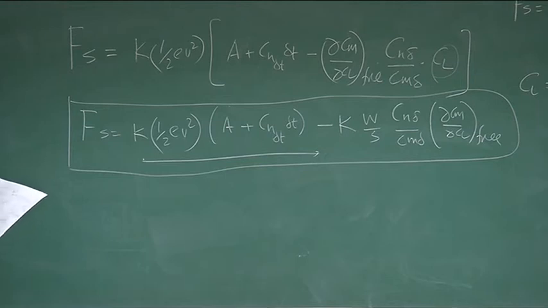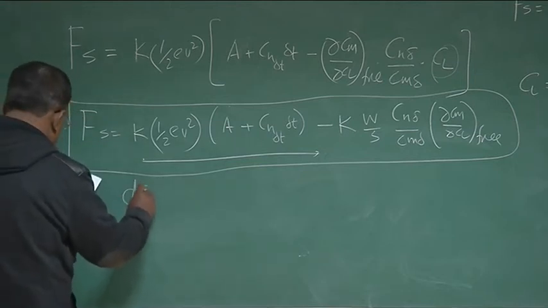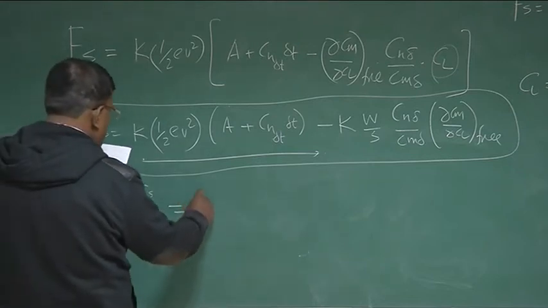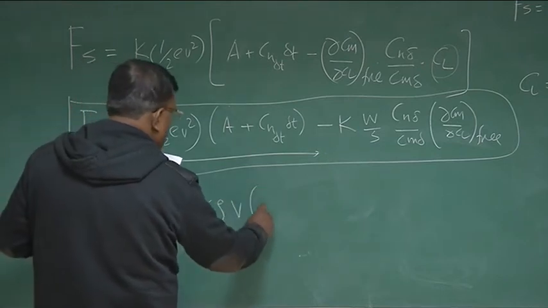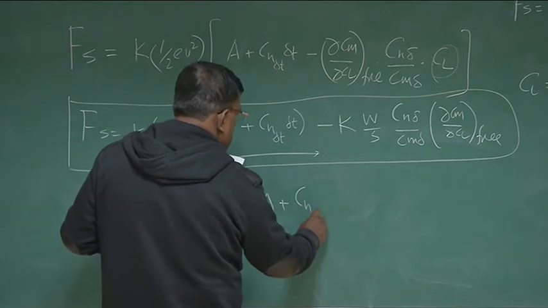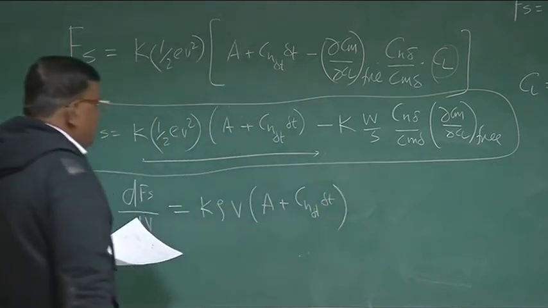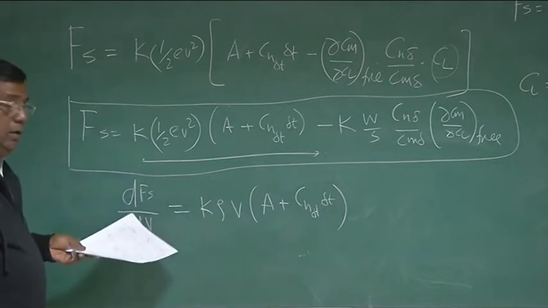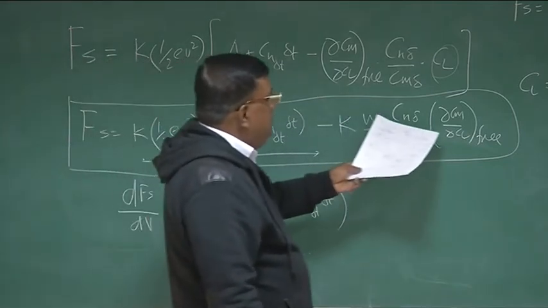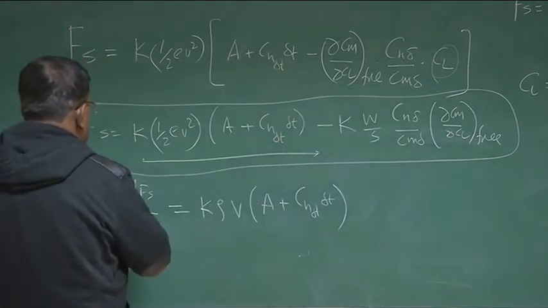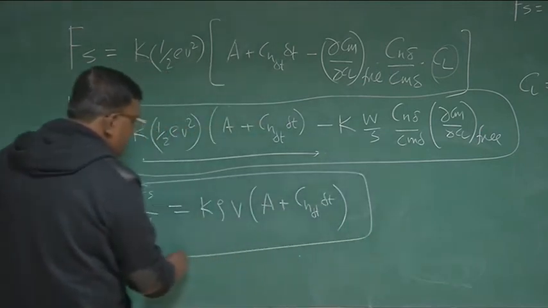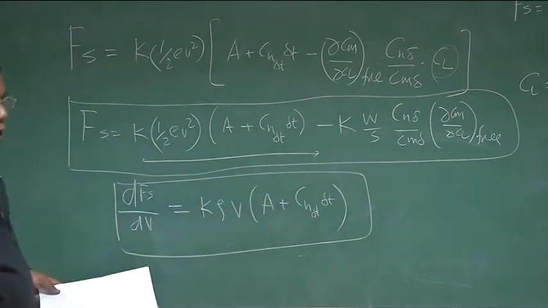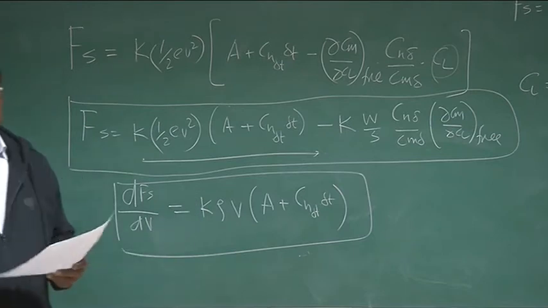So now, if you see dFs by dV, it will be k rho V A plus Ch delta t into delta t. You see another big expression we are getting. The dFs by dV in general has nothing to do with dCm by dCl free. This is given by this, and you could see from here that the second term has no influence on dFs by dV. But try to argue why it is happening like that.